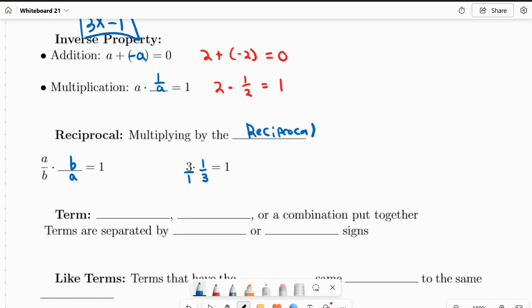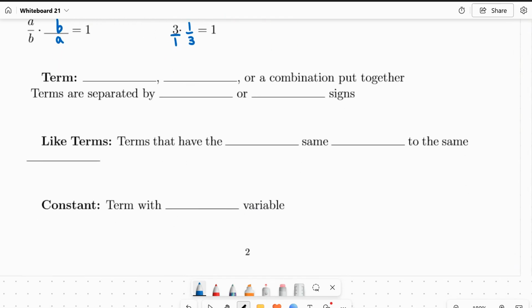Next, we have some more definitions. These are important that you guys know for the rest of the school year. So a term is your variables or constants, which we'll talk about later, or a combination of the two put together. Terms are separated by your operation symbols, which right now we're just working with addition, subtraction, multiplication, and division, or this could also be an equal sign.